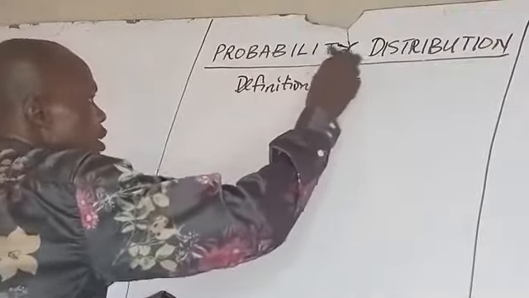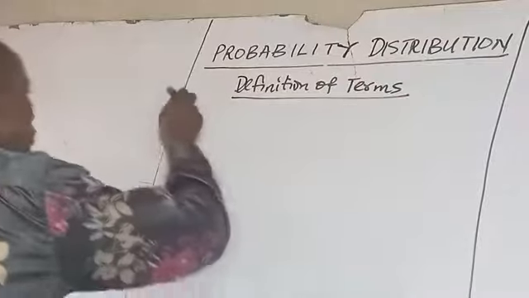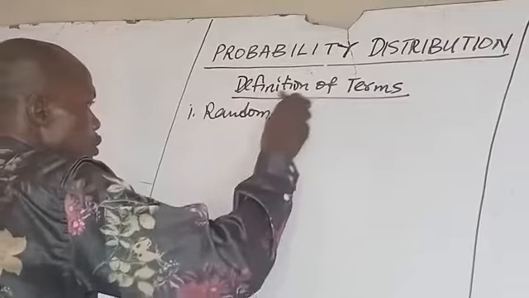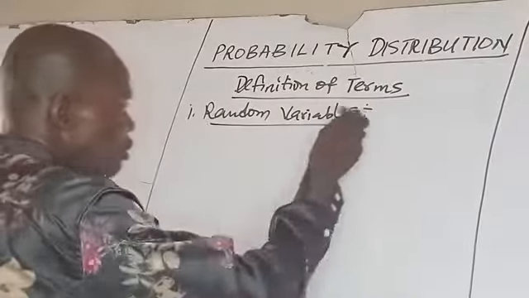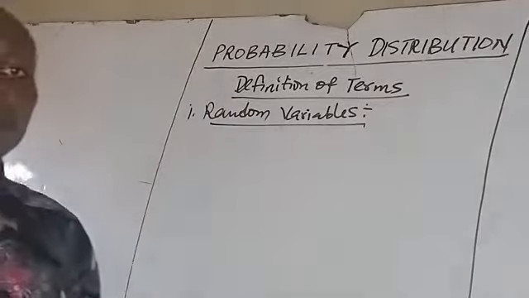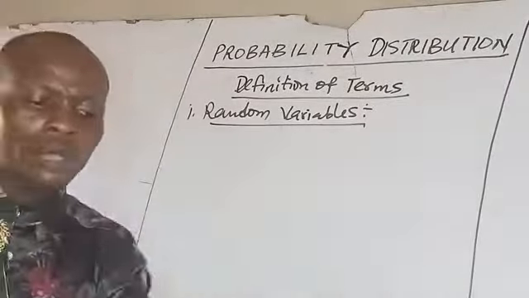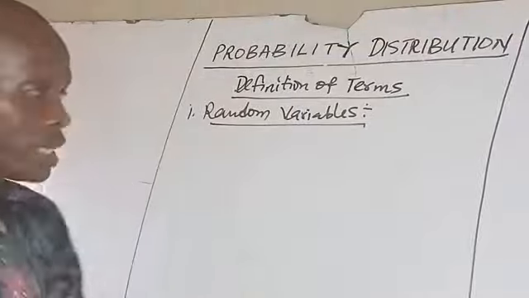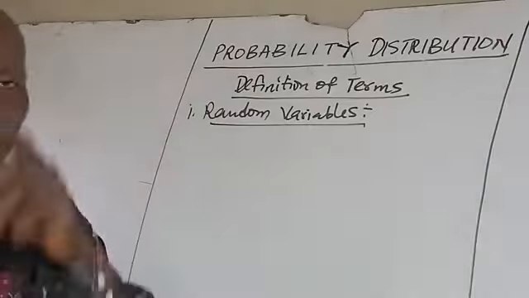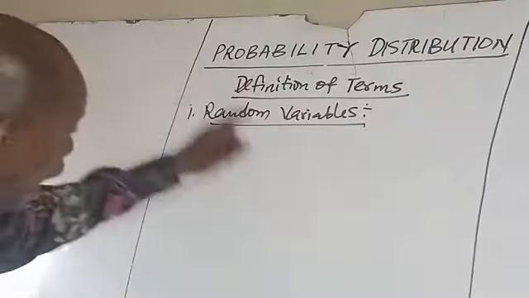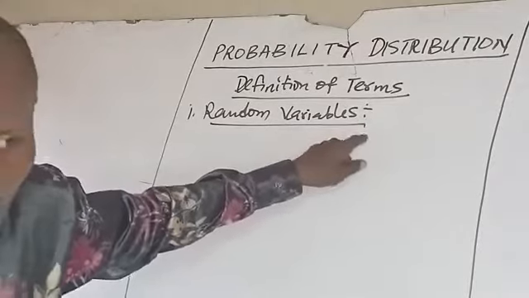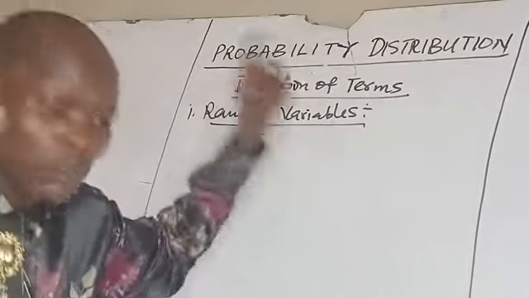Definition of terms. Number one term I'm going to examine is random variables. A random variable is a variable that takes different values as a result of the outcomes of a random experiment. That is a random variable. A random variable is a variable that takes different values as a result of the outcome of a random experiment.